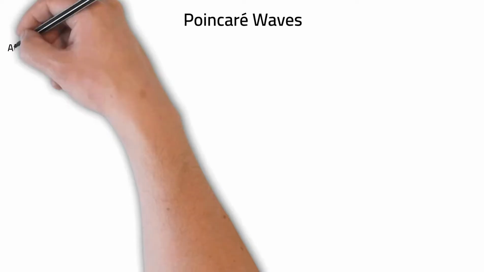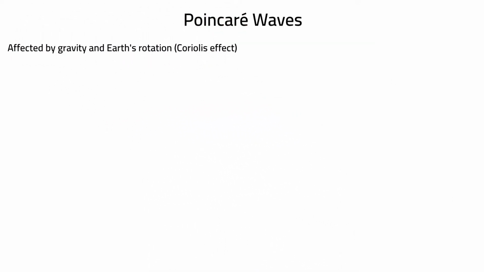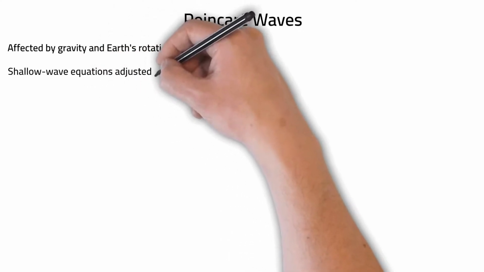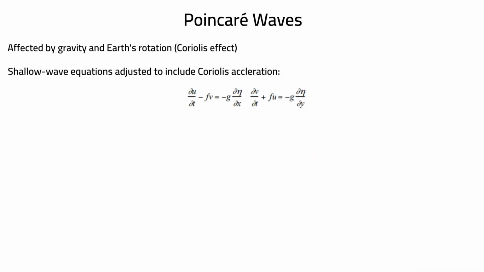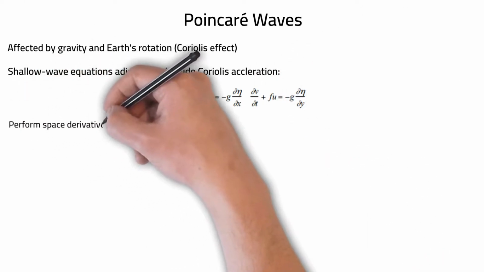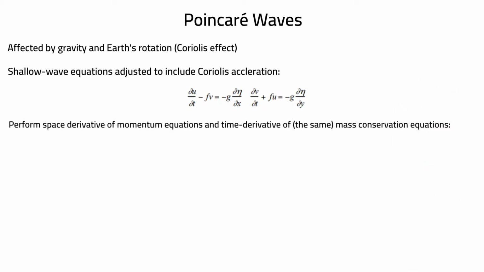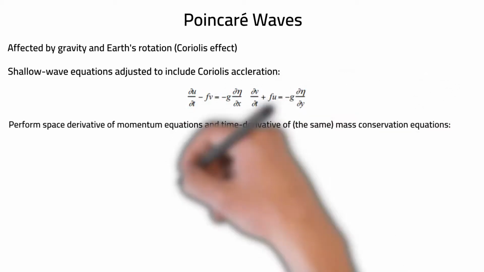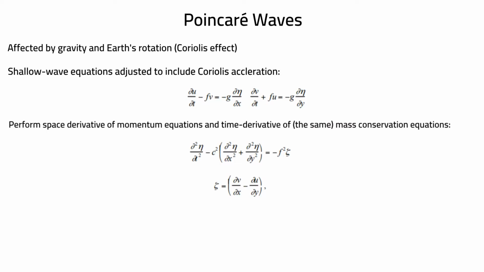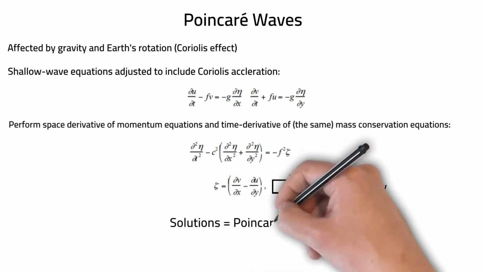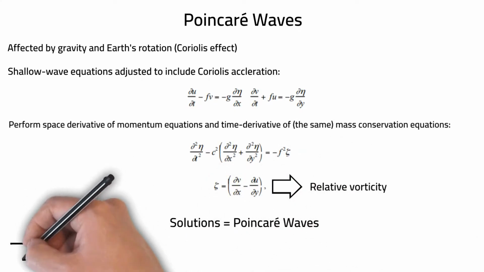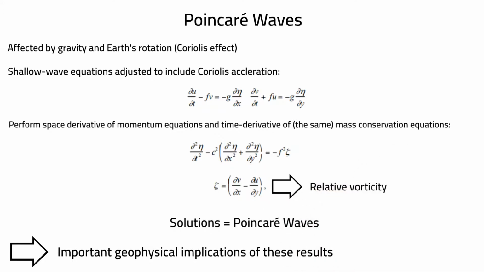The next step is determining physical solutions to wave equations. Such waves are affected by gravity and Earth's rotation, resulting in a Coriolis effect. As a result, the shallow wave equations must be adjusted to accommodate for this Coriolis acceleration. Performing the space derivative of these new momentum equations and the time derivative of the same mass conservation equations as before, we arrive at a new equation where zeta is now equal to the relative vorticity of the fluid. Solutions of this wave equation are termed Poincare waves, and these have very important geophysical implications.